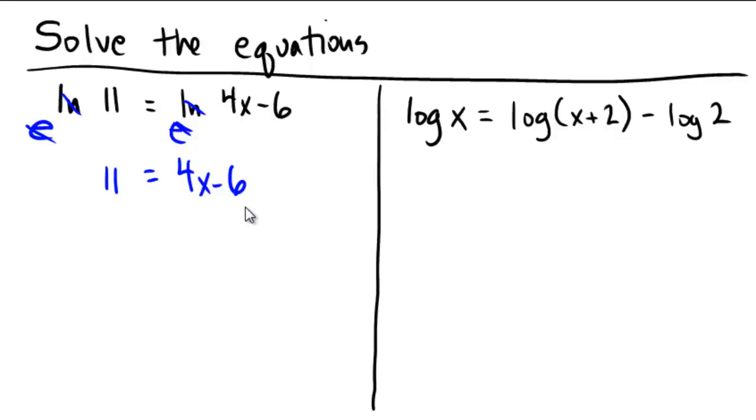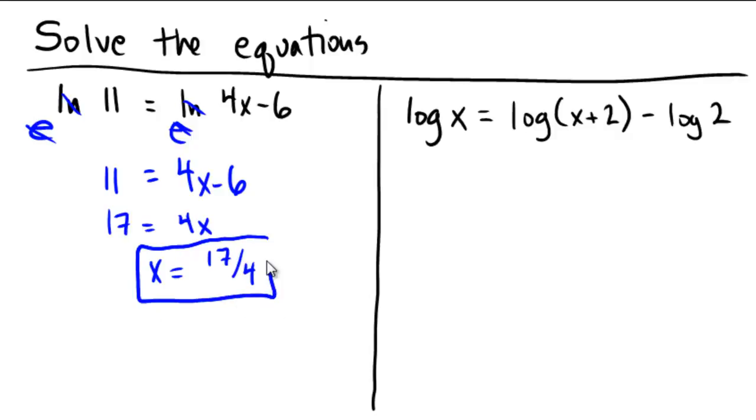So add 6 to both sides of the equation, 17 equals 4x, and then divide both sides by 4, and we'll yield that x equals 17 over 4. With logarithmic equations, we must make sure that we're not putting in a negative argument to a logarithm whose domain is only positives. But 17/4 times 4 is 17, and 17 minus 6 is 11. So we're seeing that this checks to be a positive number in the logarithm, so it's acceptable.